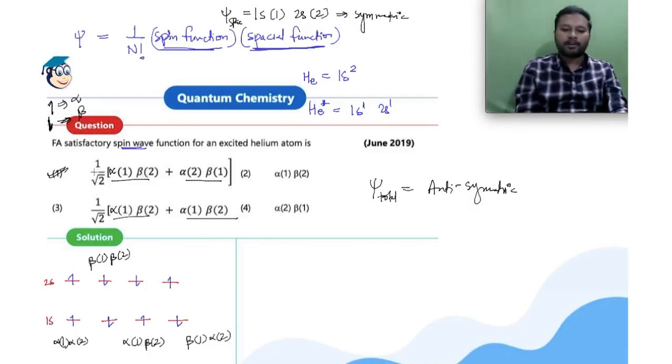Now why is this under root 2 written? Because you have 2 electrons, and remember I told you that it should be under root n factorial, where n is the number of electrons. Since we have 2 electrons, that's why it's under root 2. All right, so that's how option 1 becomes your correct choice for this particular question.